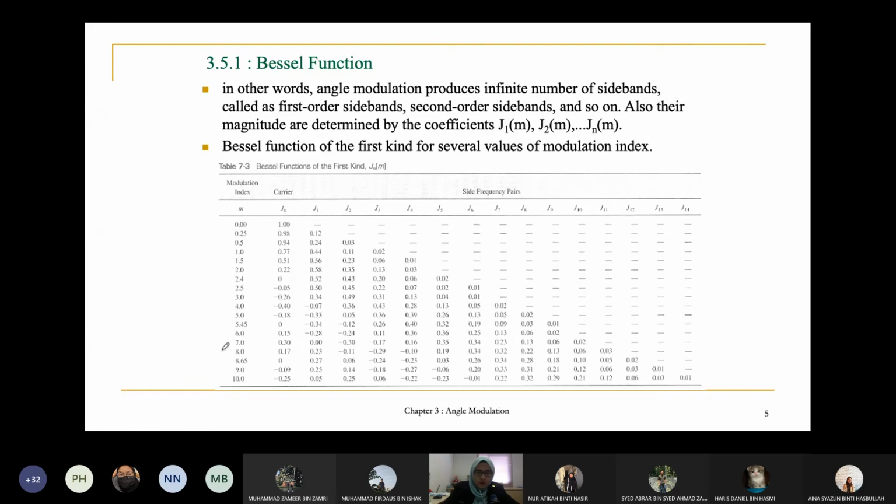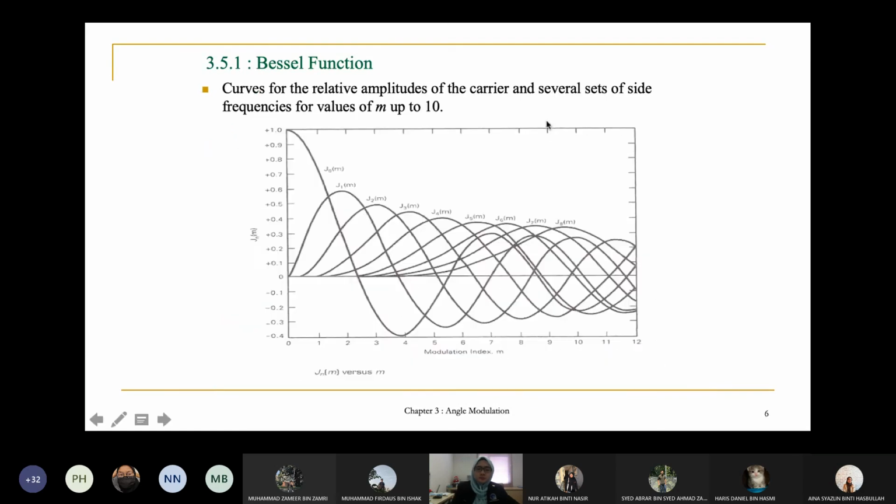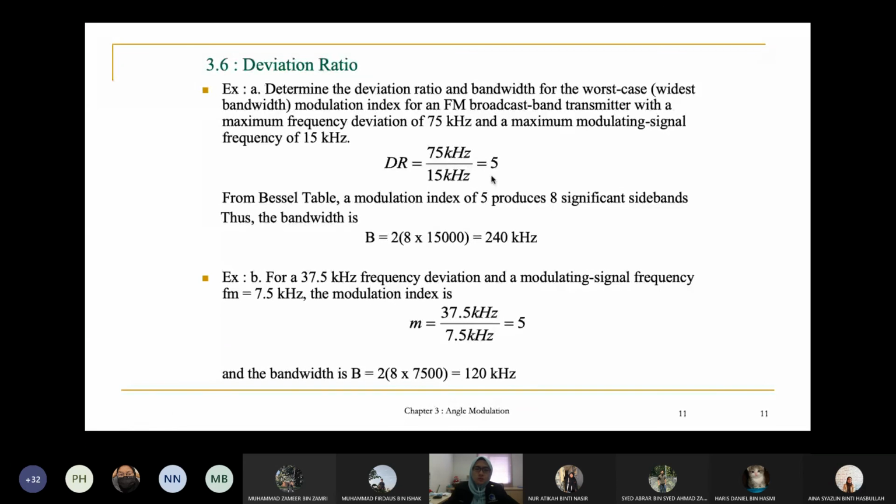So your modulation index is equal to 5, so your number of sidebands is equal to 8. So you have N equals 8. Then you put it in the equation. So your N is equal to 8, so 2 multiplied by N multiplied by Fm. So you will get the bandwidth is equal to 240 kilohertz. Okay, so the second example, for a 37.5 kilohertz frequency deviation.